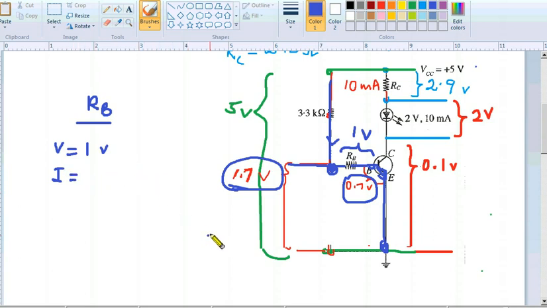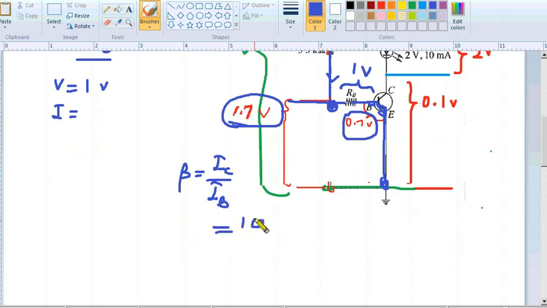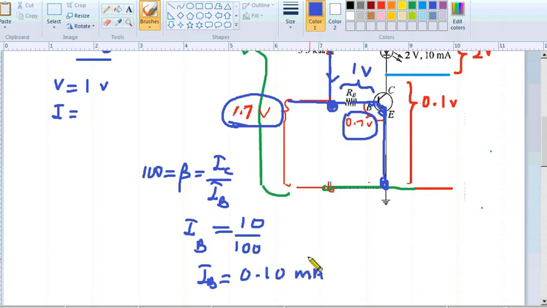How? They have given beta. Beta is IC divided by IB. So we know IC is this value, 10 milliampere. IB is, so this beta is 100. So that 100 goes to the denominator. So then IB is how much? 0.1 milliampere. Remember, this 10 is milliampere. So 0.1 milliampere. So we can use it here now.